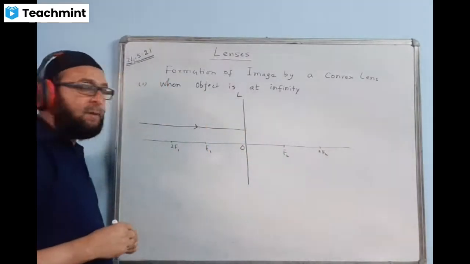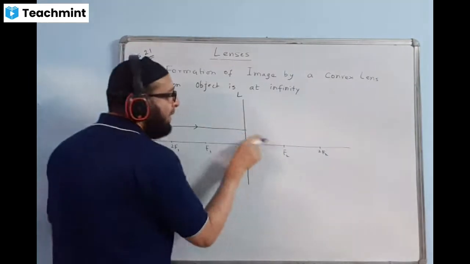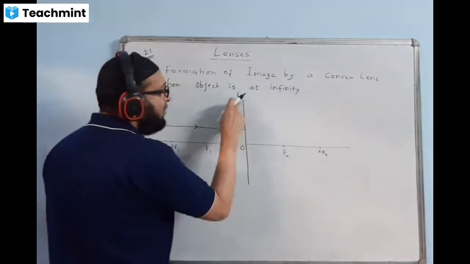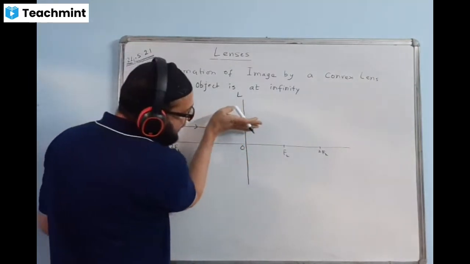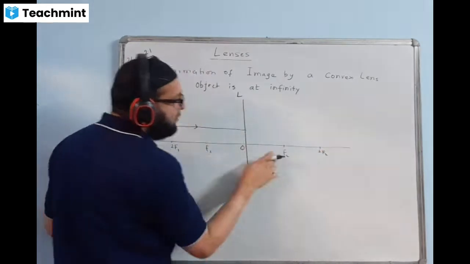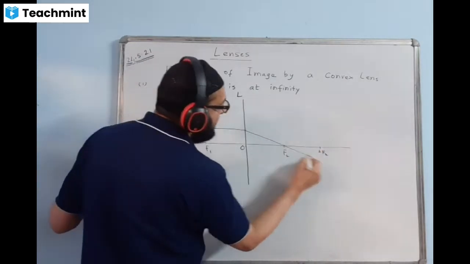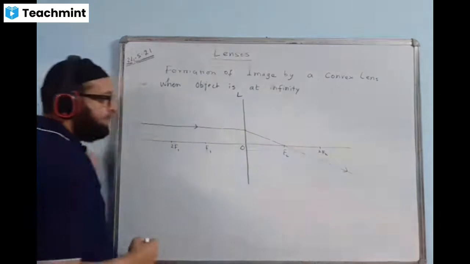Parallel ray above the principal axis. What will happen to this ray? This ray will pass through F2 because this is a convex lens. A convex lens converges the ray, making it pass through F2. So it will be passing through F2 here.